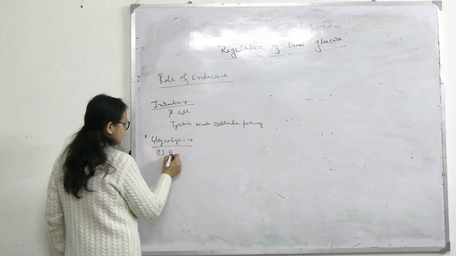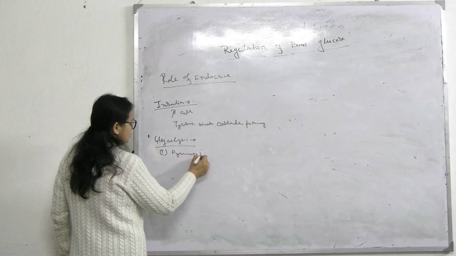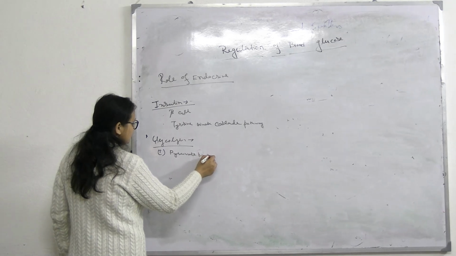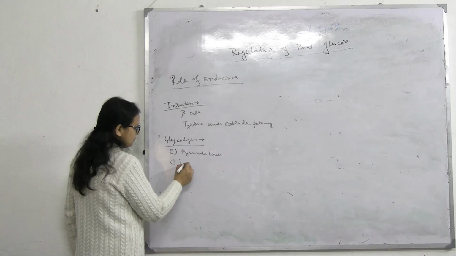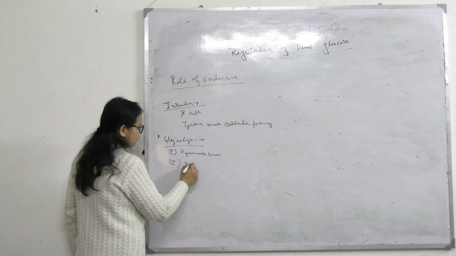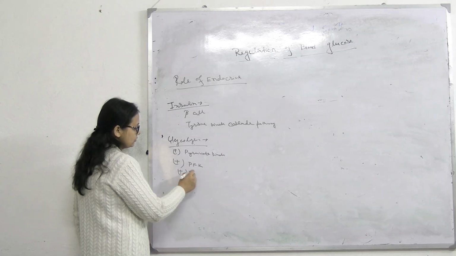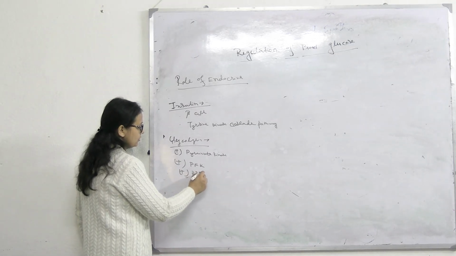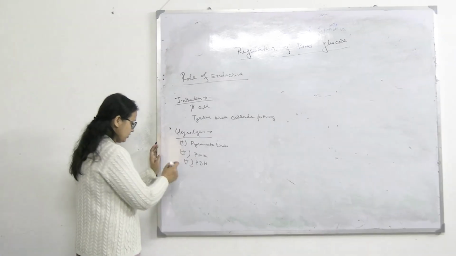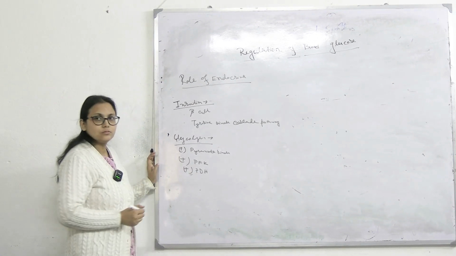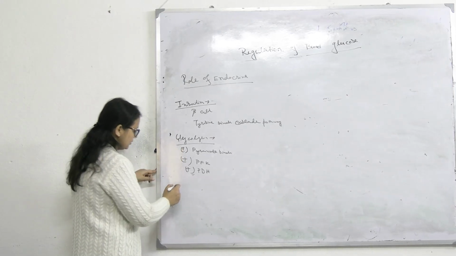It activates pyruvate kinase. It also activates phosphofructokinase, that means phosphofructokinase 1. It also activates pyruvate dehydrogenase. Pyruvate dehydrogenase works from which step to which? Pyruvate to acetyl CoA. Very good. So this is the effect over glycolysis.